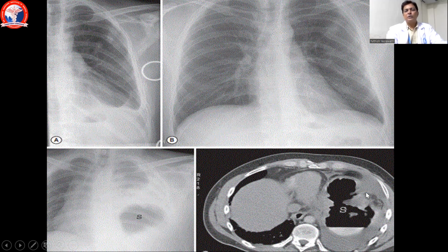Here we are seeing a cross-sectional CT scan, which confirms the diagnosis. We are seeing the stomach in the thorax through the ruptured left hemidiaphragm. S indicates stomach, and on the supine image we are seeing an air fluid level in the stomach. Another additional finding is effusion seen here. So this was a rupture of the diaphragm with stomach herniation on the left side.